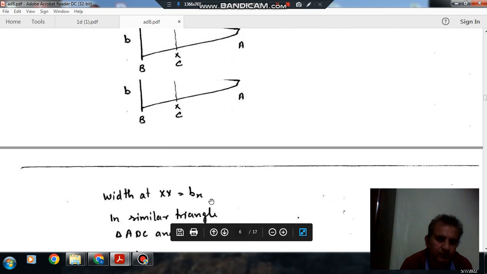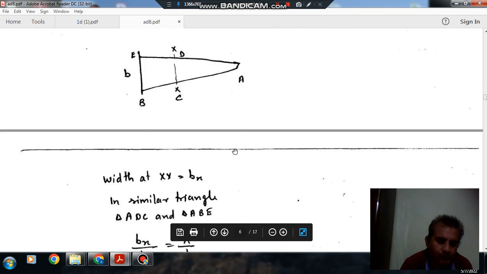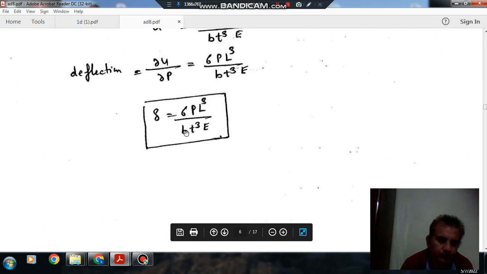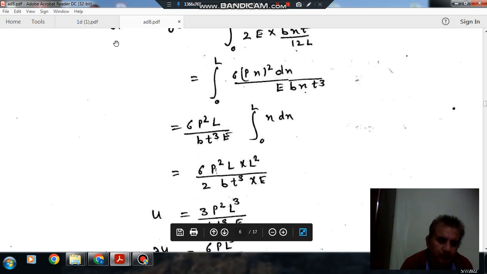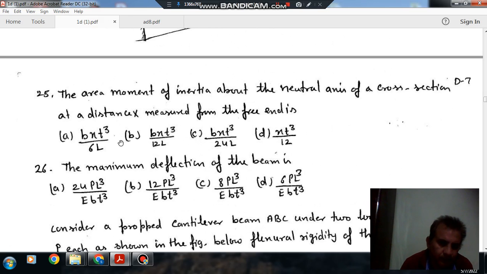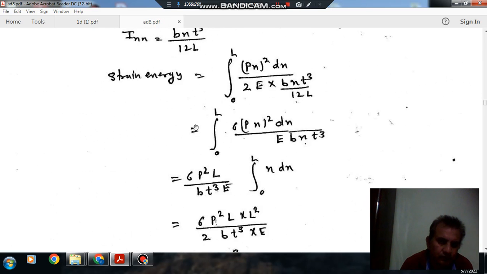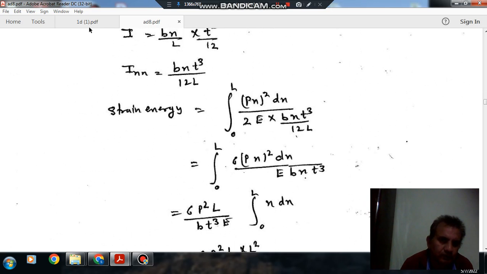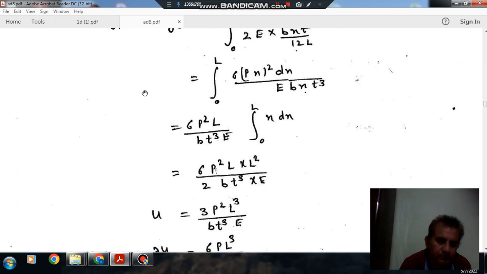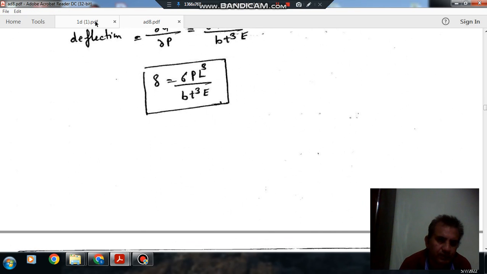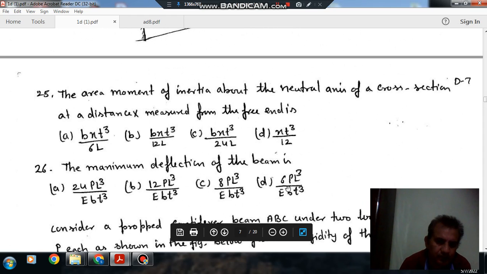So the moment of inertia is bx t cube by 12L, option B, and the deflection is 6PL cube by bt cube E, option D.